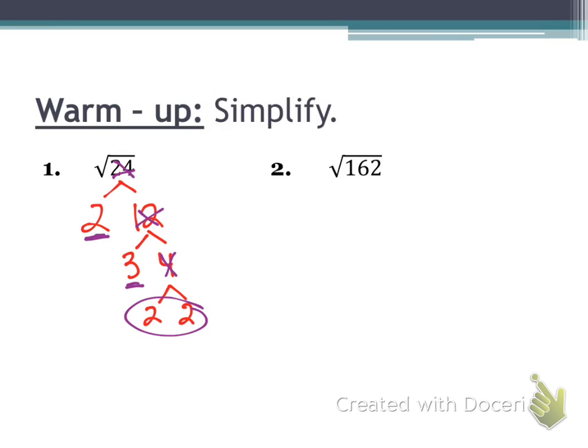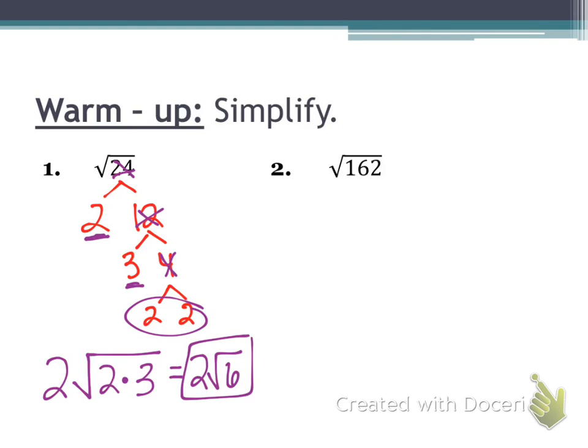So I've got my radical. What am I writing outside my radical? 2. Just one 2? Yes, for every pair, we only write one of those numbers outside. What about what's inside? A 2 and a 3. What's happening to those? They're getting multiplied. So our final answer is? Good. 2 square root 6. Questions, concerns?